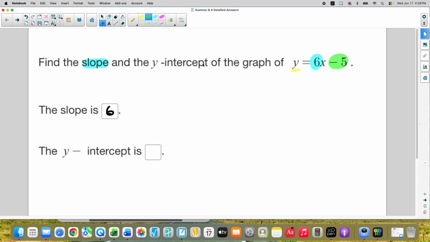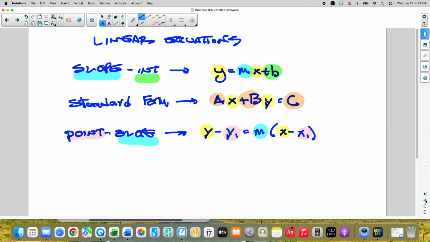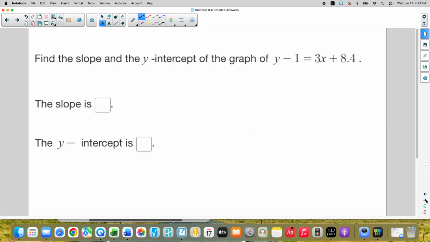Y-intercept is going to be negative 5. So those are the two important pieces of information. We would plot the y-intercept and then we would utilize the slope. Slope is the rate of change between our x's and y's from one point to the next. So those would be our answers right there.